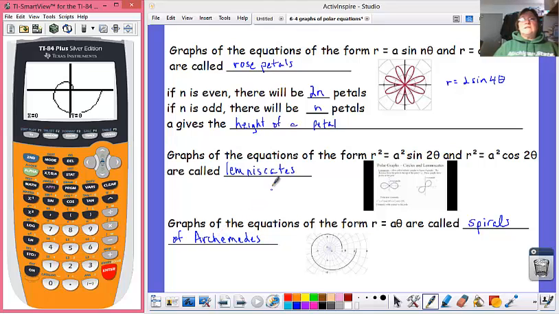So 1, 2, 3, 4, 5 types of polar graphs that we're going to be looking at. We'll have fun working with these and exploring them a little bit more in school tomorrow. Don't forget to try that. You try.